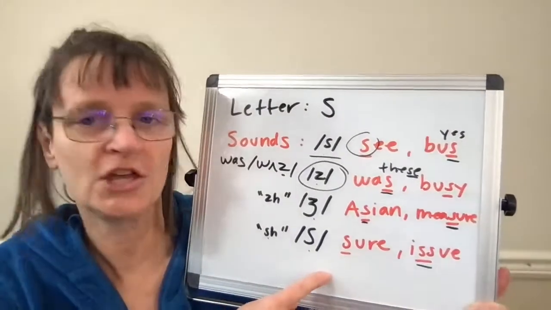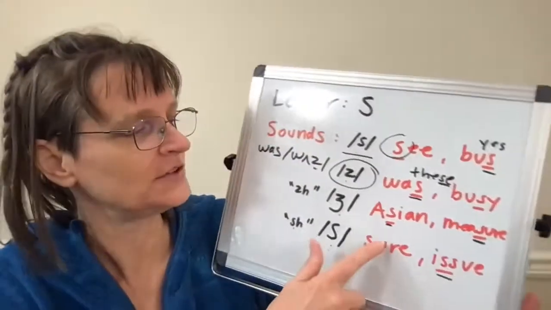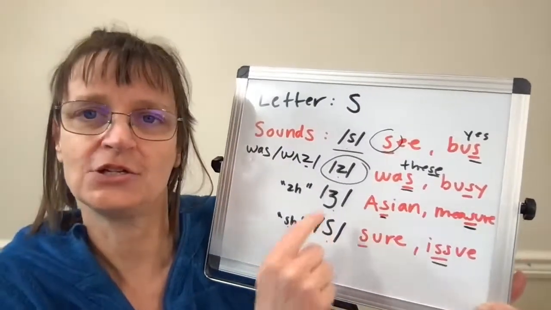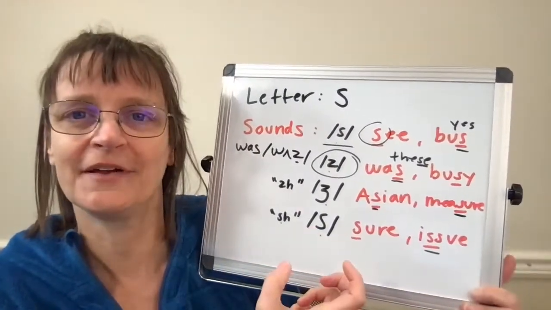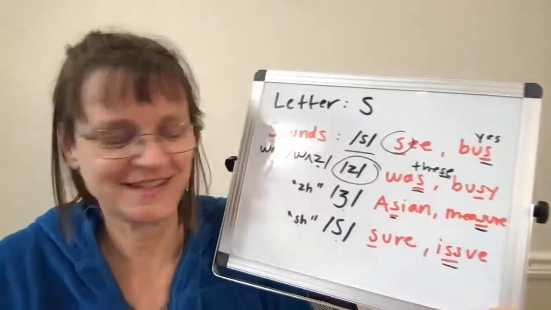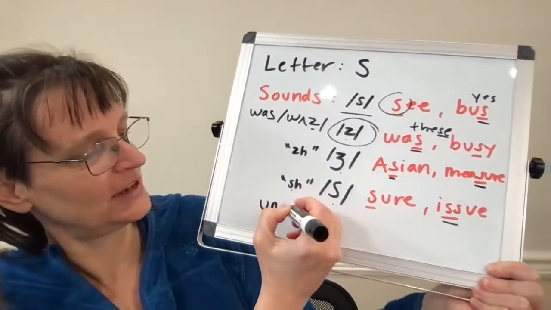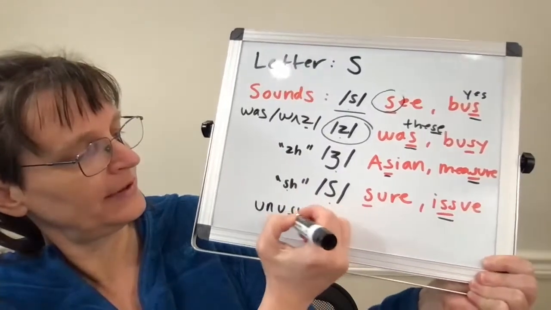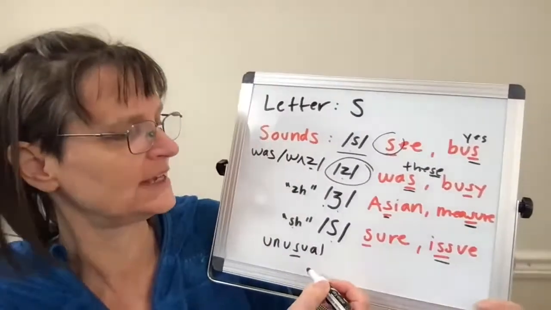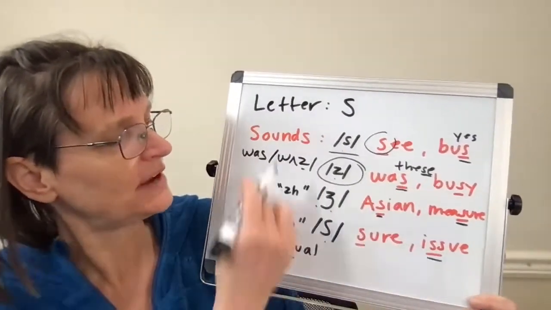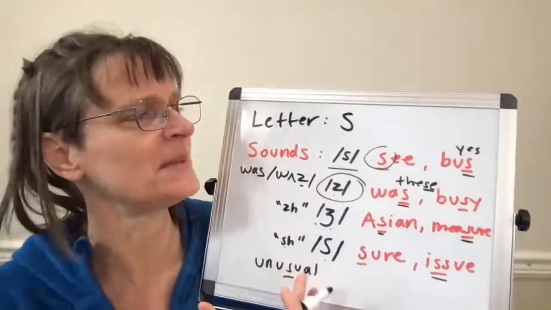Same thing with sh, no voice, and zh has voicing. So words like Asian, measure, it's a somewhat unusual pronunciation for the Z, but maybe not that unusual, because I just noticed in unusual, there's another example of the zh sound: usual, unusual, usually. So these are several different common sounds that the letter S can make.